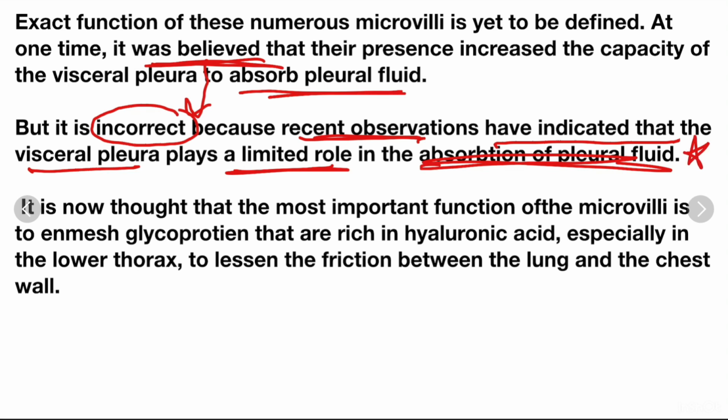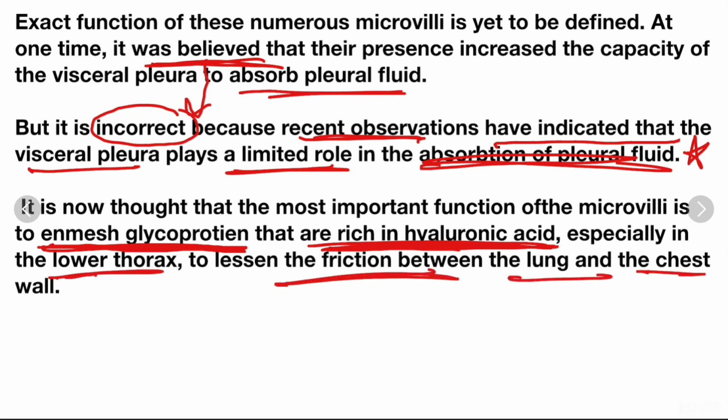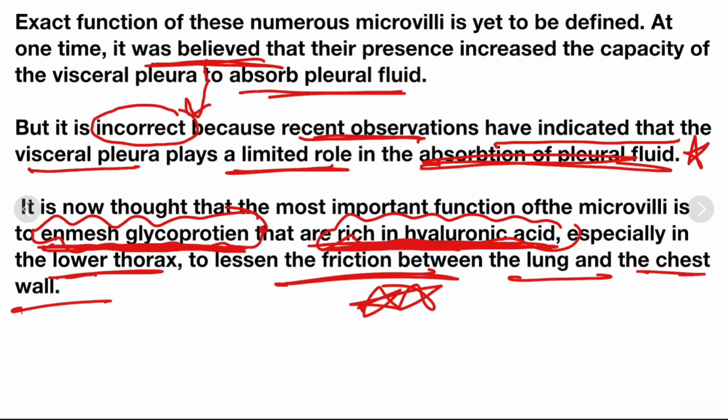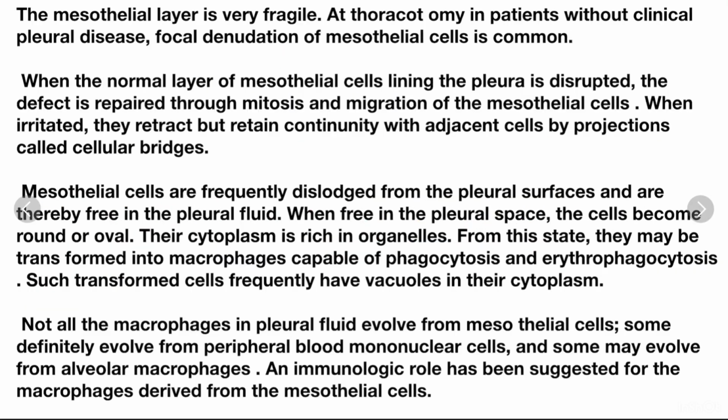It is now thought that the most important function of the microvilli is to enhance glycoprotein. So they release glycoproteins that are rich in hyaluronic acid, especially in the lower thorax. That decreases the friction between the lung and the chest wall. Very, very important. So it releases high hyaluronic acid from the microvilli.